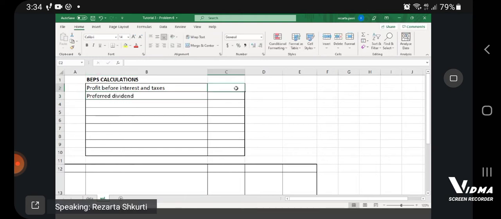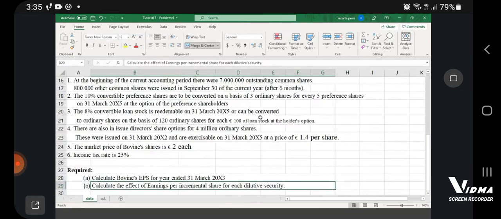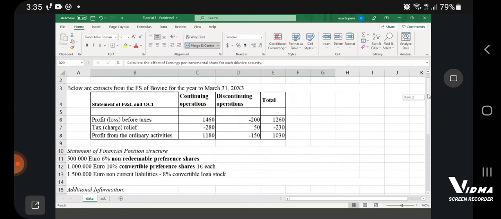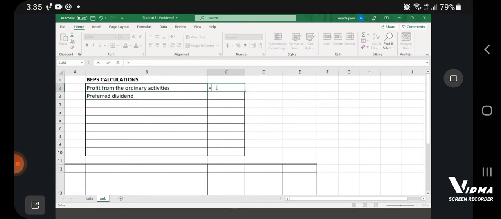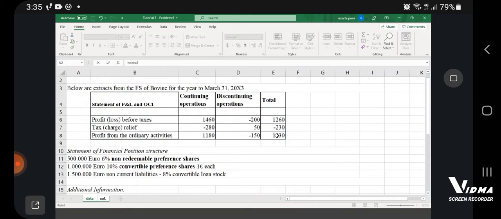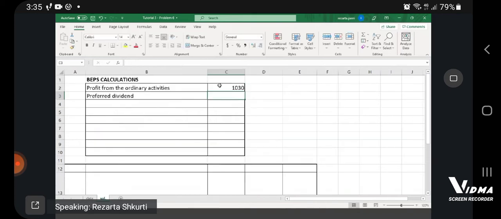Remember that we have two classes of preferred shares, if I'm not wrong. The profit before interest and taxes we can take from the data over here, the total profit from the ordinary activities. That is my mistake and lapsus, sorry about that. So profit from the ordinary activities in total, not yet dividing continuing and discontinuing operations, is 1,030.